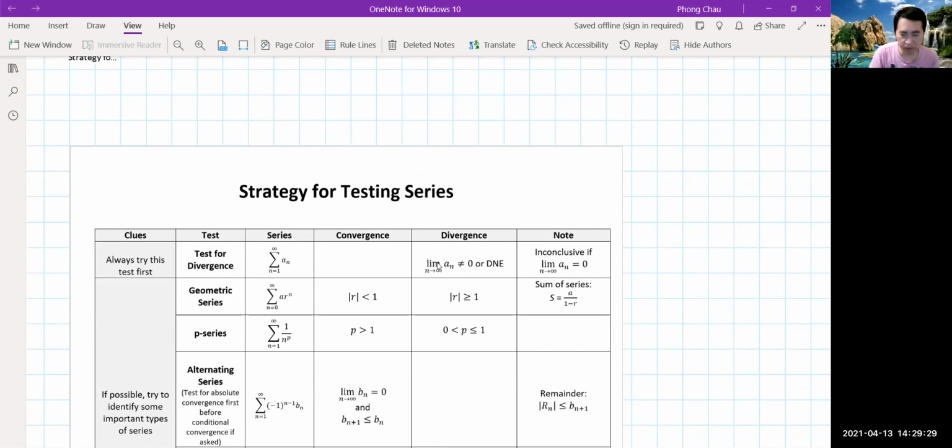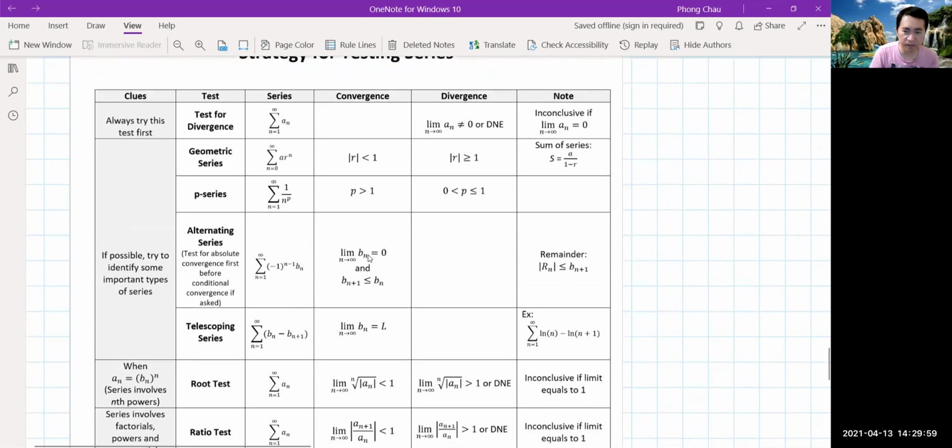So what you do is take the limit of the general term a sub n as n approaches infinity. If that's not 0 or doesn't exist, then that series diverges. Okay, so that only tells whether it diverges, and it never concludes convergence. So it's inconclusive if the limit equals 0. Okay, and then the next things in the table, we have 1, 2, 3, 4. So these are 4 special types of series, with special names.